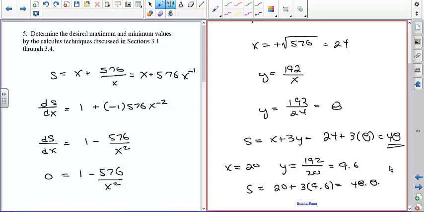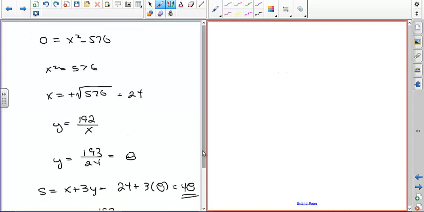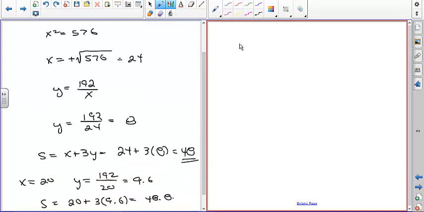One last thing is you have to confirm whether it's a minimum or maximum. It's supposed to be a minimum, but I'm going to use the second derivative test in this case. We know it's a possible minimum or maximum. So we have to use one of the first or second derivative tests to determine that.